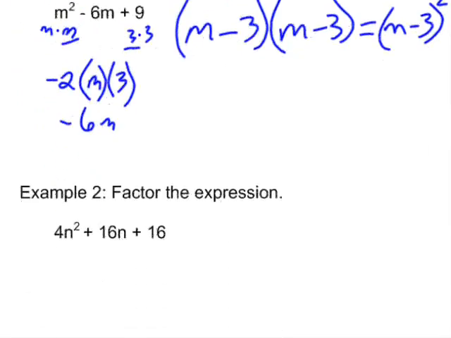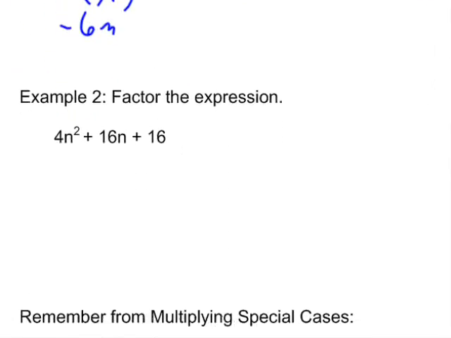Okay, let's take another look at another problem. This time, our first part, our A, does not just have a 1 next to it. This time we've got a 4, so we need to think, is that a perfect square? Because this can't work unless it is. 4 is a perfect square. So let's take a look at what the square root of 4n squared is.